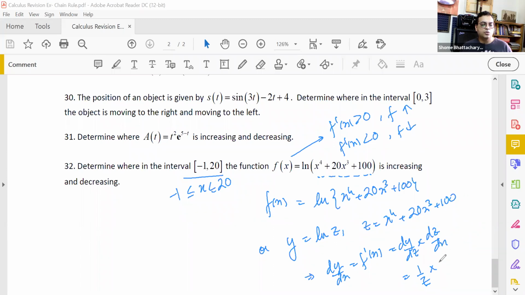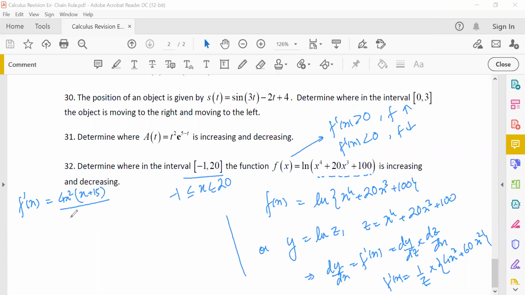And dz by dx is the differentiation of this polynomial function. So it will give me a cubic polynomial function: 4x cube plus 20 into 3, that is 60x square, and 100 is a constant, which gives 0. Now you can see that f prime x is becoming, we can take 4x square common, so it is 4x square into x plus 15, divided by z.